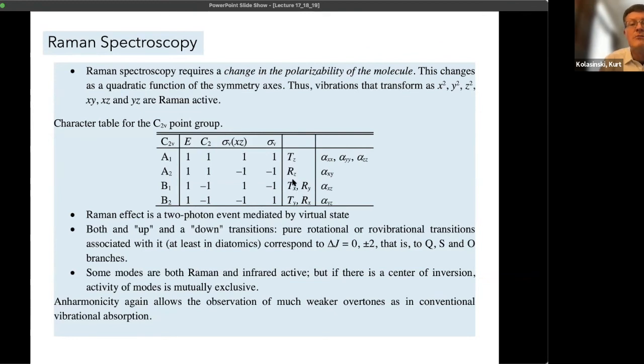Some modes are Raman active, some are IR active, and there are modes that can be both. If you have a center of inversion, it turns out they won't be both. In molecules with a center of inversion, you have to do both IR and Raman to pick up all of the modes if you want to observe all of the modes of a molecule. Again, anharmonicity can lead to some weak overtones. Raman's already weak, so seeing overtones in Raman takes a very intense source.